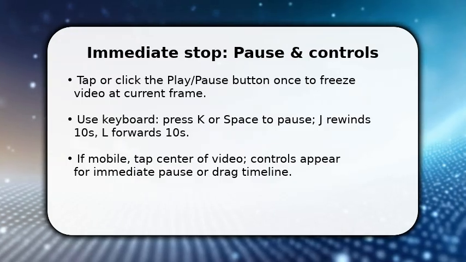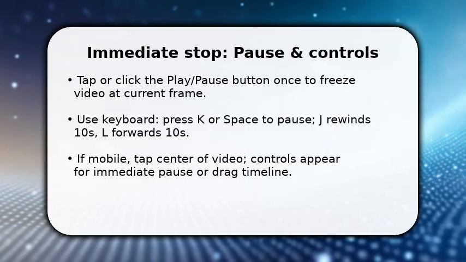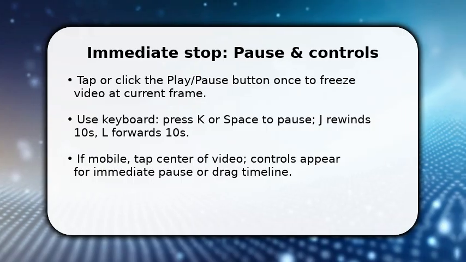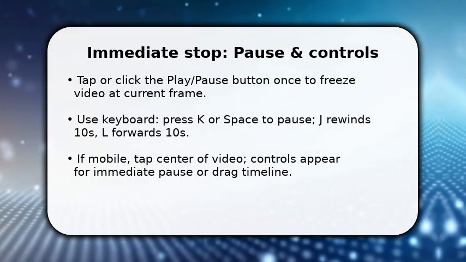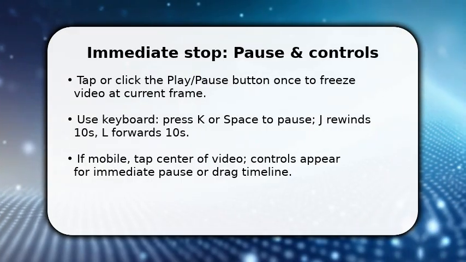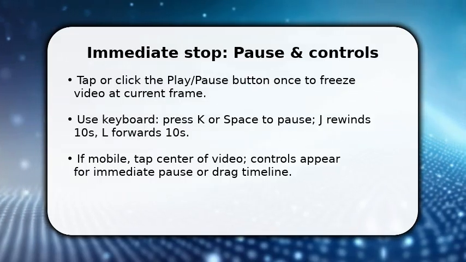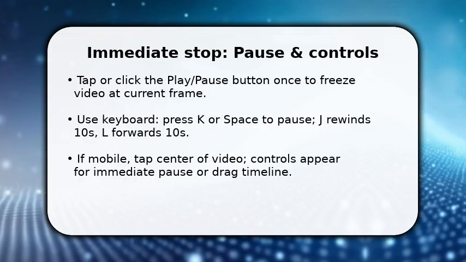You start by stopping playback instantly. Tap the play/pause control or press K/space on desktop. Once done, the frame freezes and audio halts so you can inspect content. If you need frame-level control, press J or L to jump 10 seconds backward or forward, then hit pause again.